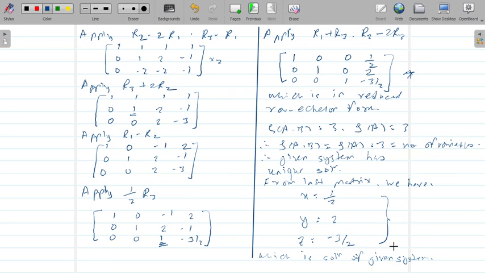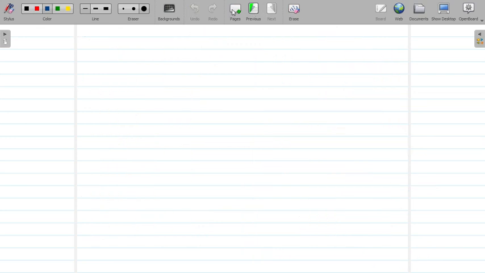You might observe that this Gauss-Jordan method is quite easier than the Gauss elimination method, because directly we got the solution, so no need to simplify this. So the solution of this system is x equal to 1 by 2, y equal to 2, and z equal to minus 3 by 2. So these are some examples. You can solve some examples on your own.